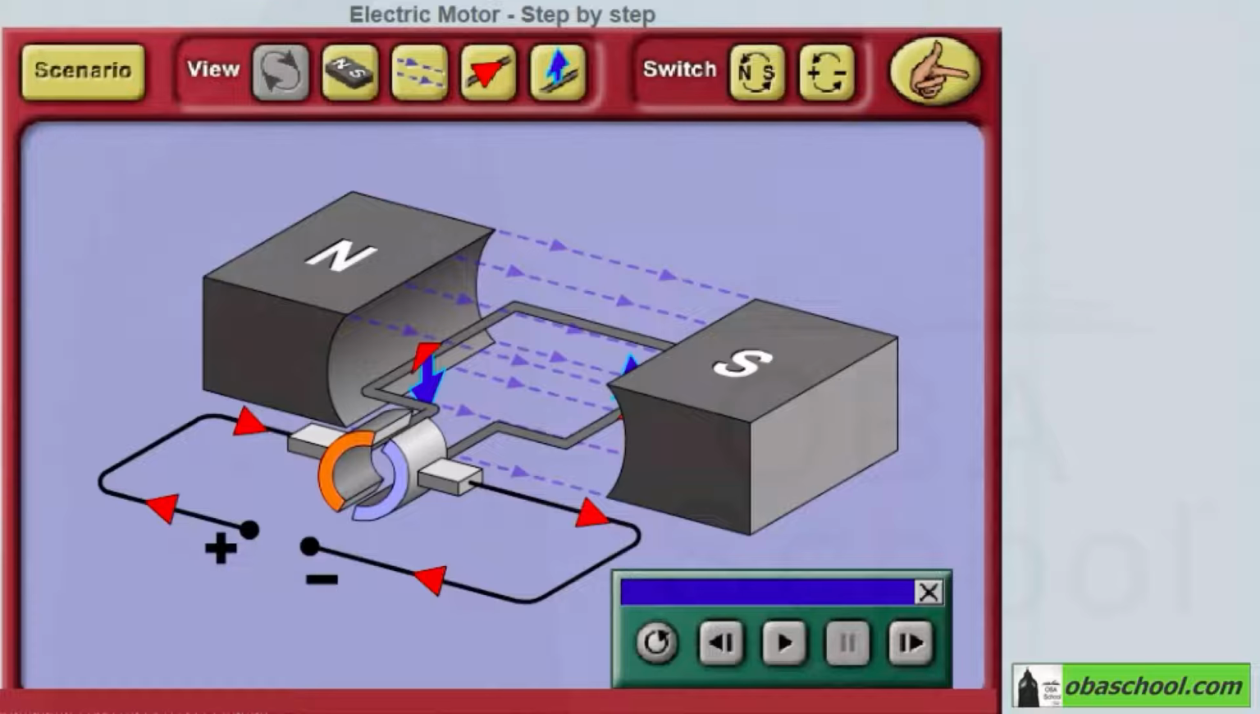Hello everyone, in this simulation we're going to see how the force, the current, and the magnetic field act in the presence of a commutator, step by step. Notice the magnetic field lines between the permanent magnets, the direction of the current from the positive pole, which is moving in this way in the current, the magnetic field acting on the loop, and the force.